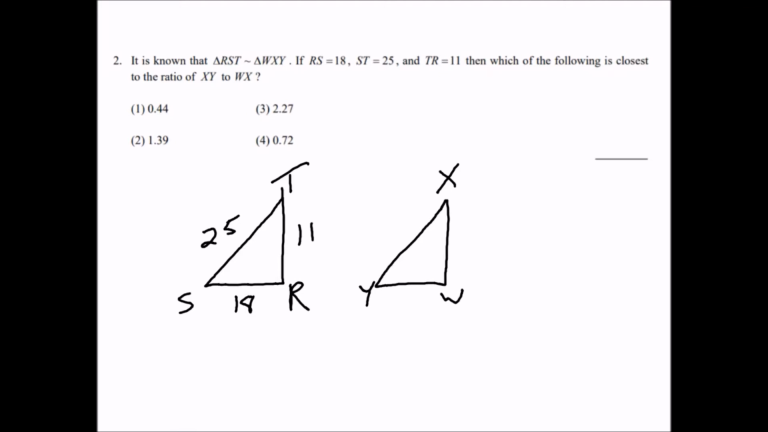So when it's asking us for XY, that corresponds to ST, so 25. And then WX corresponds with TR, which is 11. And so if we make that into a ratio and then change that to a decimal, 25 divided by 11 is 2.27.